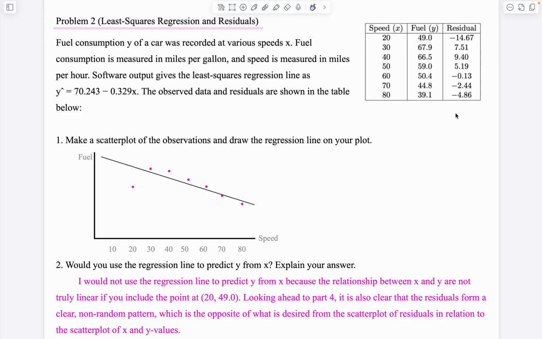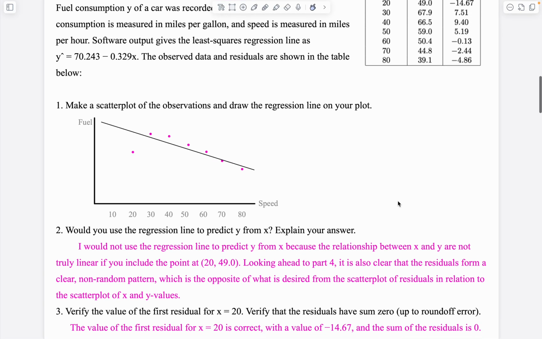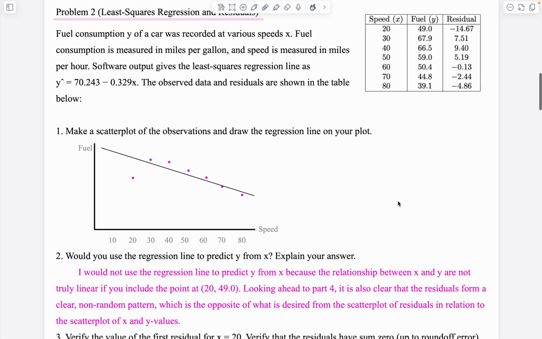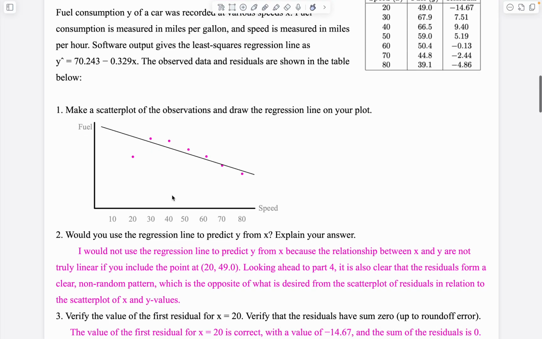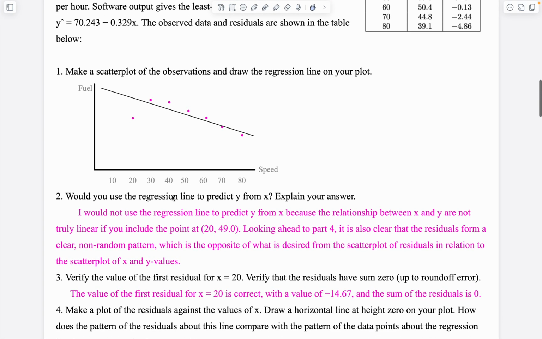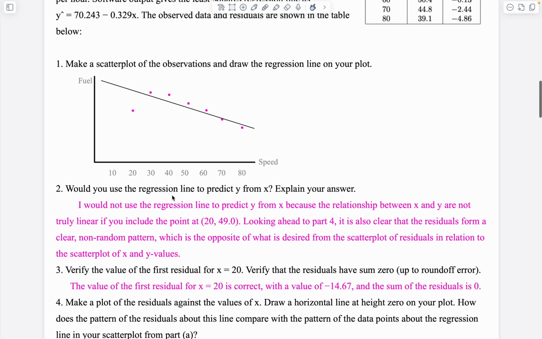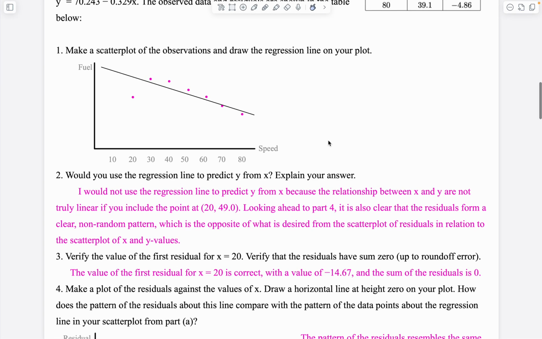Here's that table. And using that table, part 1 of the question asks us to make a scatter plot of the observations and draw the regression line. So I have already done so here, and that regression line is going through the middle of those. There is a little bit of a deviation from that regression line, but it's not a crazy outlier like we will see later in the question.